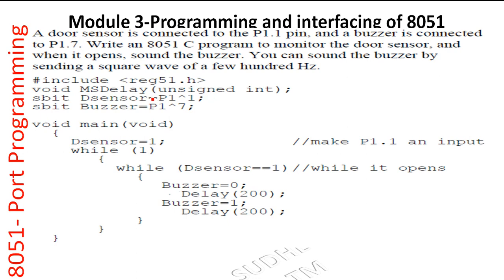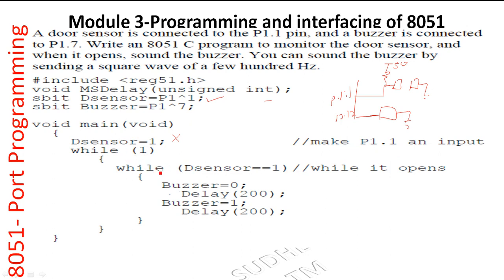The door sensor is connected to P1.1, the metallic part that we explained before. The buzzer is connected to P1.7, so here is our buzzer. P1.7 is declared here as a single bit named buzzer, so when you use the buzzer, it is nothing but P1.7. Then in the main program, D sensor is equal to 1. It is compulsory, to keep P1.1 as an input. Then while 1, for an infinite loop.